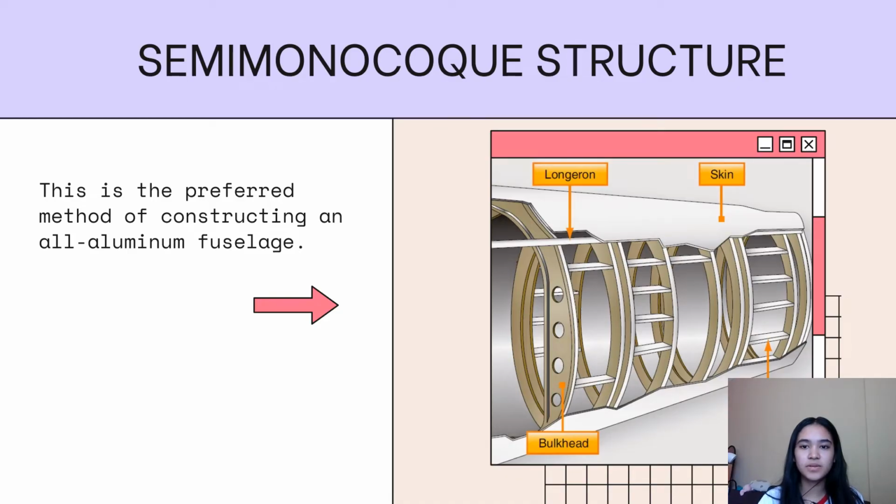Lastly, the semi-monocoque structure. This is the preferred method of constructing an all-aluminum fuselage. Now, let's talk about the difference between the monocoque structure and semi-monocoque structure. A monocoque structure uses its outer shell to support stresses and loads applied to it, whereas a semi-monocoque structure has an internal skeleton of supports and braces to keep its shape and stay rigid and strong.